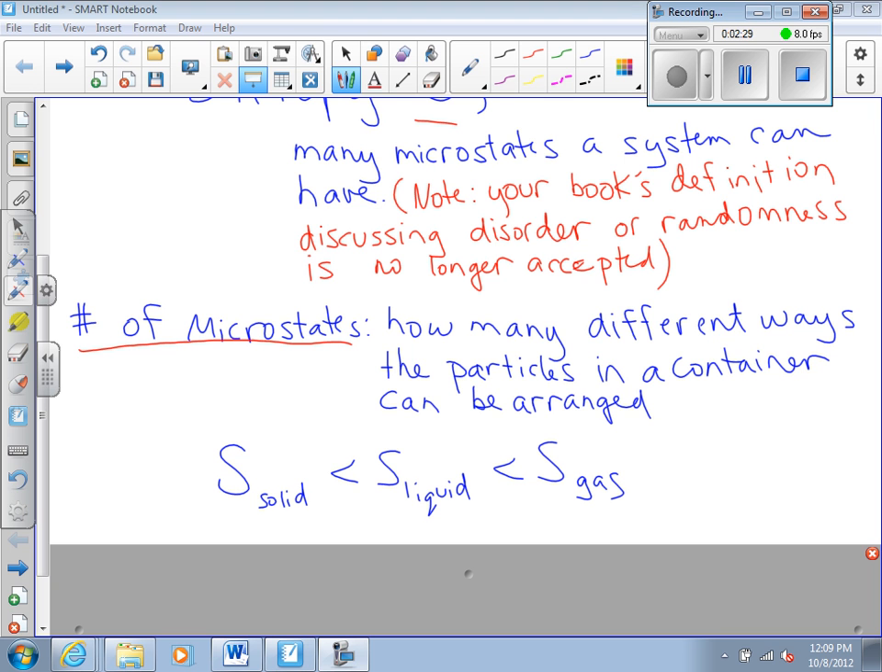Also, actually, if you compare the entropy of gaseous oxygen with solid water, the oxygen gas would have more entropy than the liquid or solid water.